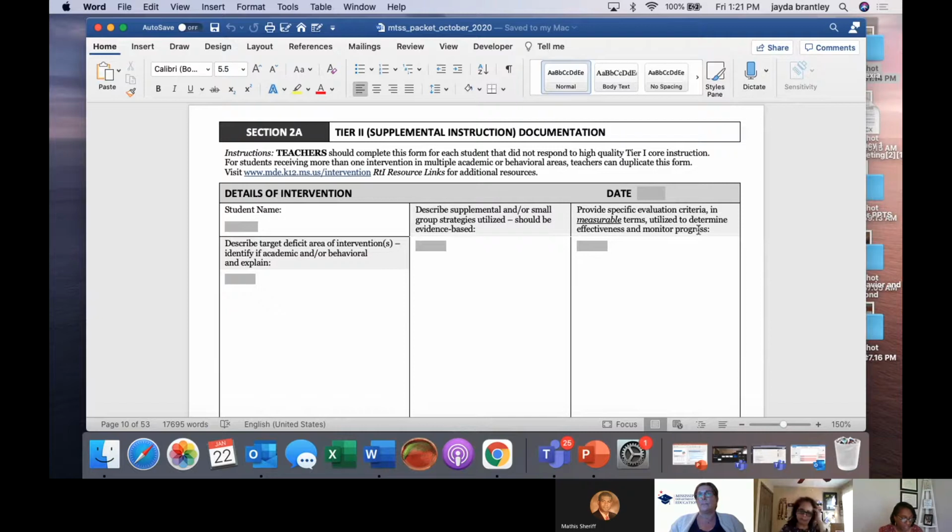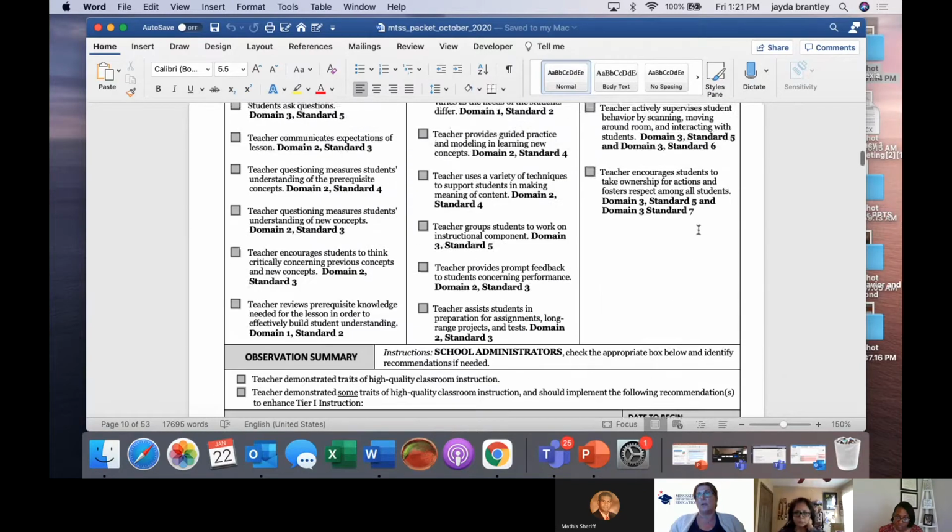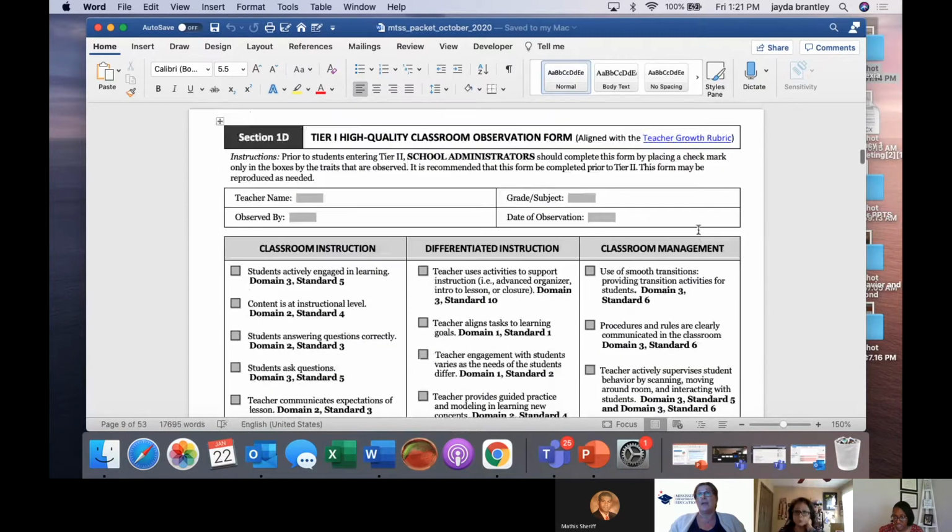So would it be a good idea to just have one of these Tier 1 forms for all teachers, just to have? Is that what you're saying? You could, and that way you don't have to do it on the back end. You could do it on the front end if you choose to, kind of whatever fits your purposes. Matt, as a former administrator, do you have any input on that?